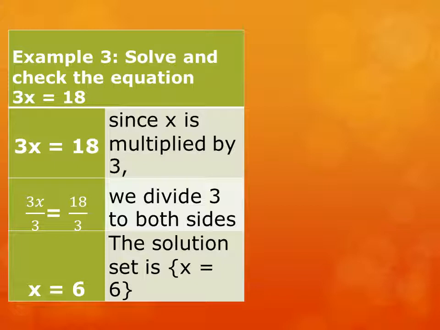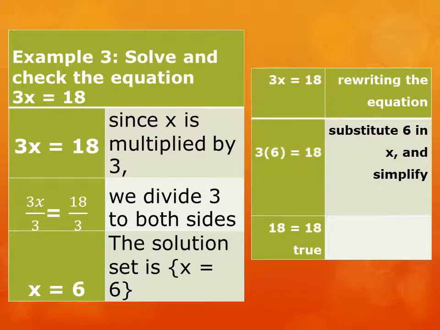Then let's check if the value of x is really 6. First, we are going to rewrite the equation 3x is equal to 18. After that, we are going to substitute 6 in x and simplify. So 3 times 6 is equal to 18. Then 3 times 6 is 18, which is equal to 18. So this is true. So our solution, which is 6, is correct.